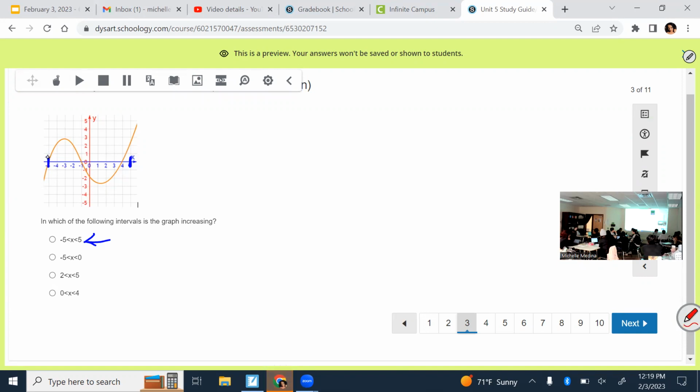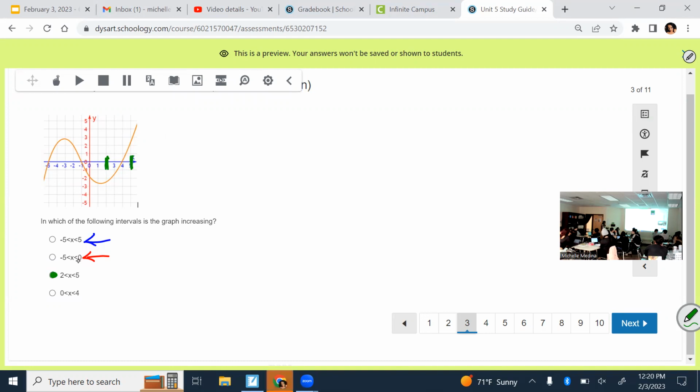Look at the next option. So -5 to 0. So from here to here, is it both increasing and decreasing? Yes. Yeah, from here to here it is. So maybe I don't want to make a decision on that one yet. Check 2 to 5. So where x is 2 to 5. Is it increasing the whole time? Yep, it is from here to here. So that's probably going to be my answer.